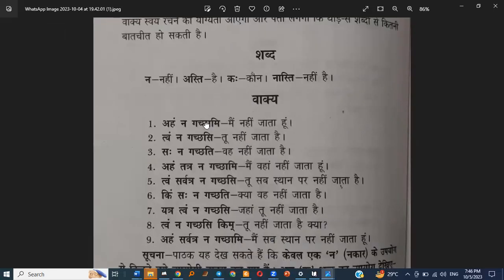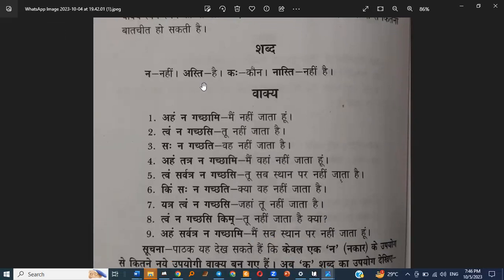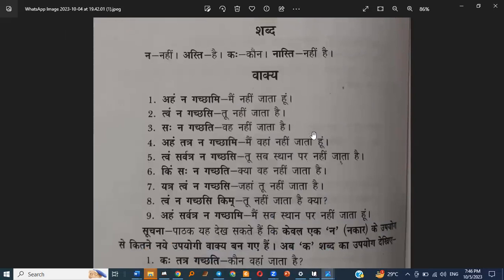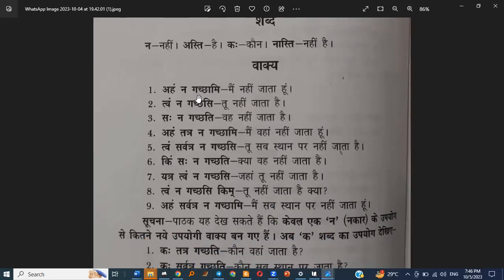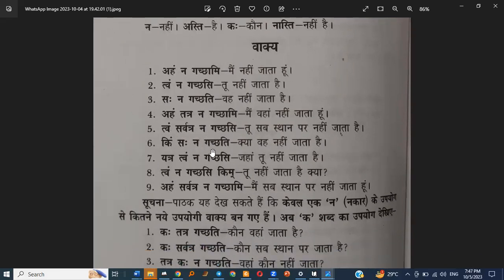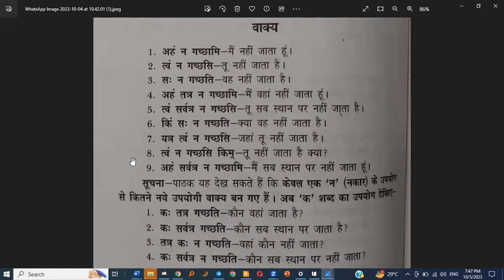This third set of words is na means not, nahi, asti means hai, is, kaha means who, kaun, nasti means is not, nahi hai. Now clubbing up all three sets here, aham na gachami, I do not go. Tvam na gachasi, you do not go. Saha na gachati, he doesn't go. Aham tatra na gachami, I do not go there. Tvam sarvatra na gachasi, you do not go everywhere. Kim saha na gachati, kya vah nahi jata hai, does he not go? Doesn't he go?